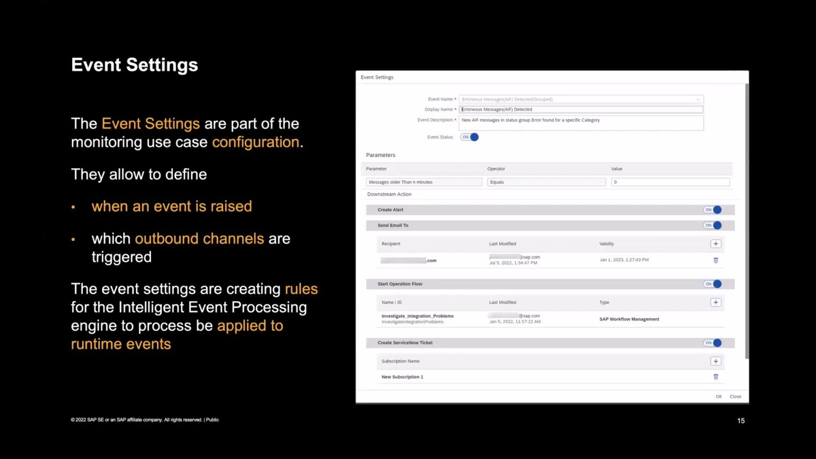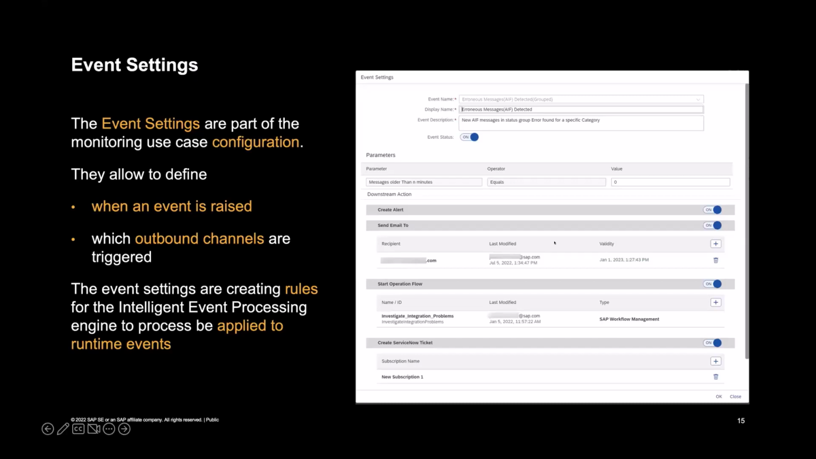Currently, we have available those 4 capabilities as shown here. So you can decide to create an alert, send emails, start an operations flow, or create a ServiceNow ticket. I will explain more in detail what exactly this means in the next slides.